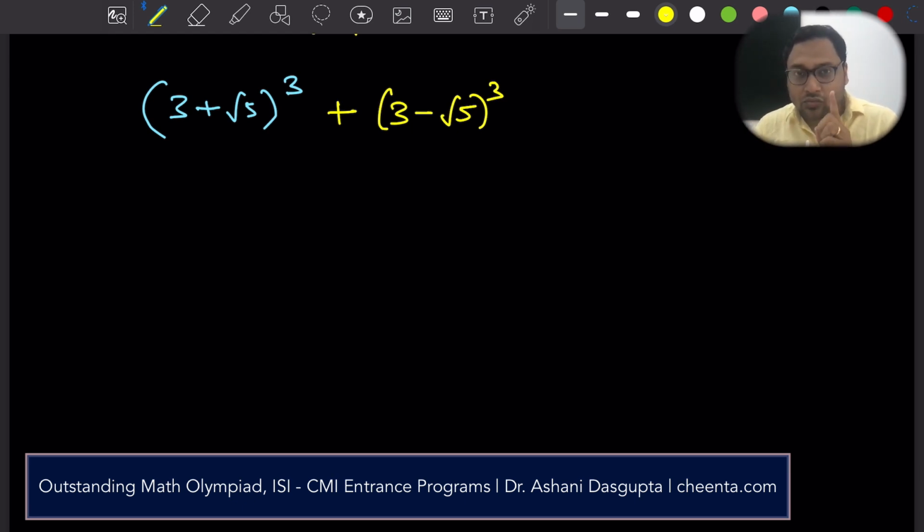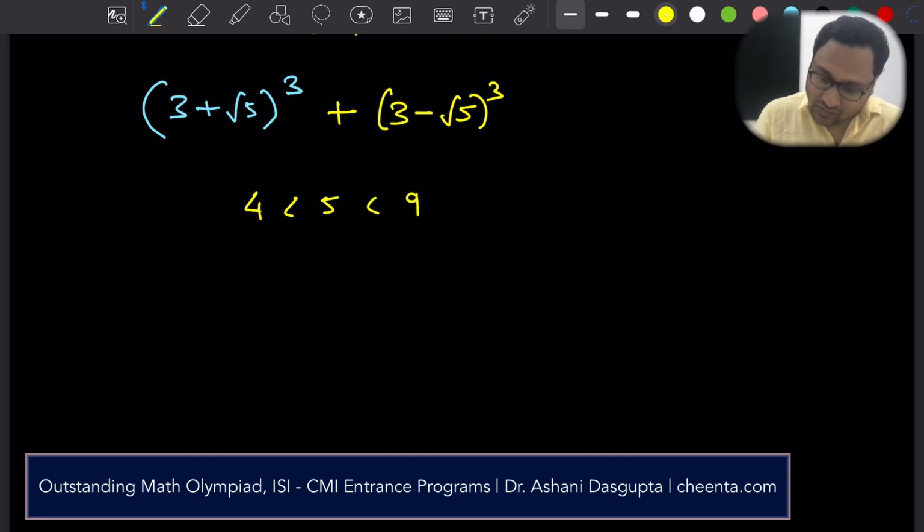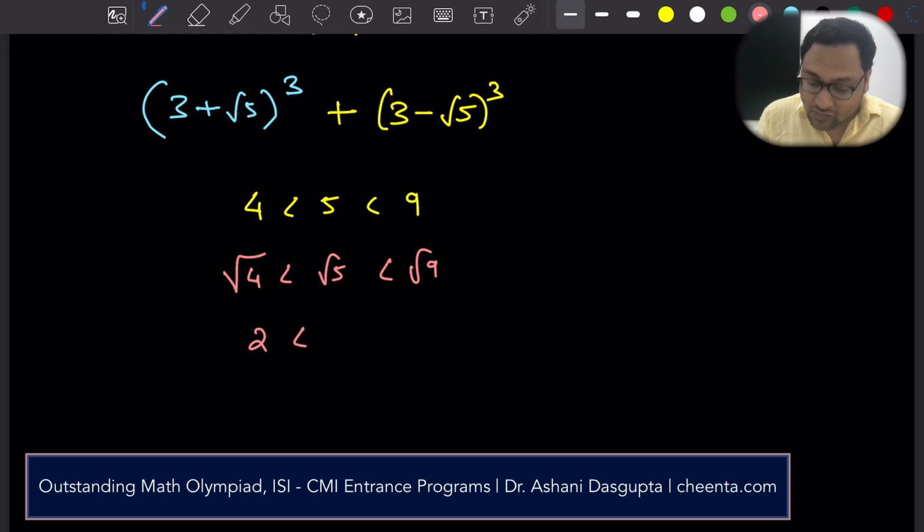Okay, so why we do it, we will observe a very simple thing. Notice that 5 is between 4 and 9. So square root of 5 will be in between square root of 4 and square root of 9. So square root of 5 is between 2 and 3. Now I'll give you a challenge question here. This is a subtle conceptual point.